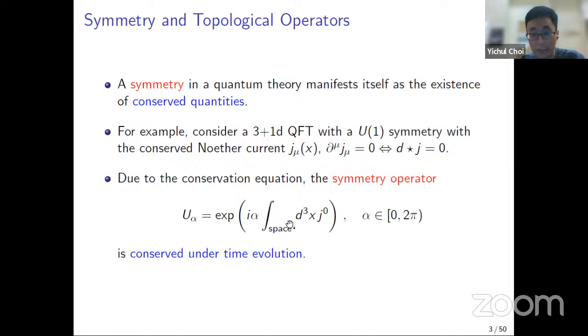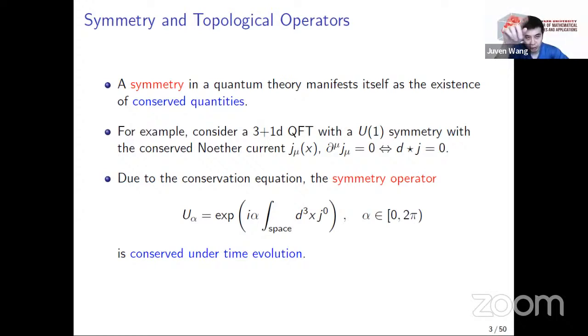And thanks to this conservation equation, this U alpha will be conserved along the time evolution. Question, very naive. When you say conserved in time, do you mean this is at the stage of an operator, or taking the expectation value in the ground state? I'm thinking of some correlation function. By conserved, I mean inside the correlation function, I can move this operator back and forth in time, and the value of the correlation function will remain invariant. That's what I mean by conserved.